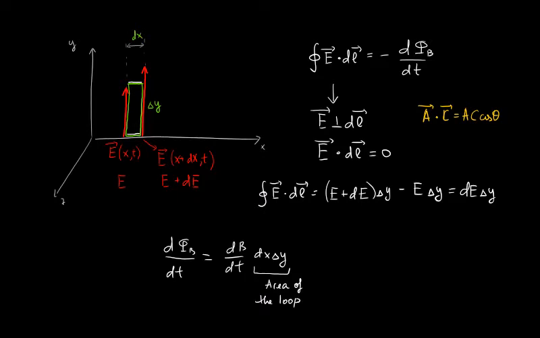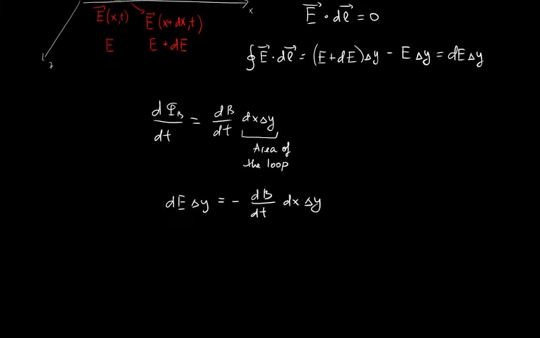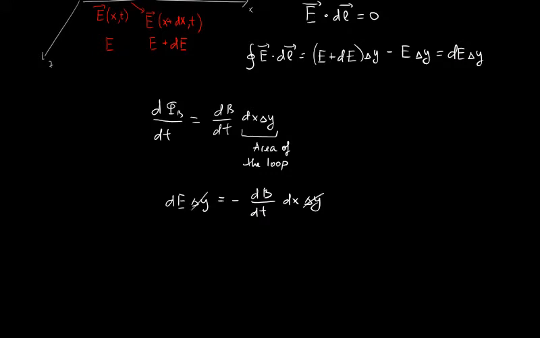And since it is not changing either, I can combine these two and write Faraday's law: dE delta y equals negative dB/dt times dx delta y. From here, the delta y's will cancel out. I will end up having dE/dx equals dB/dt.